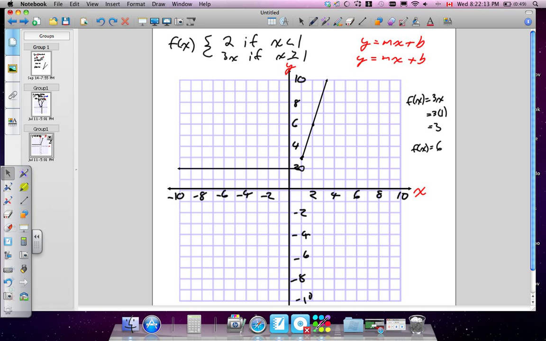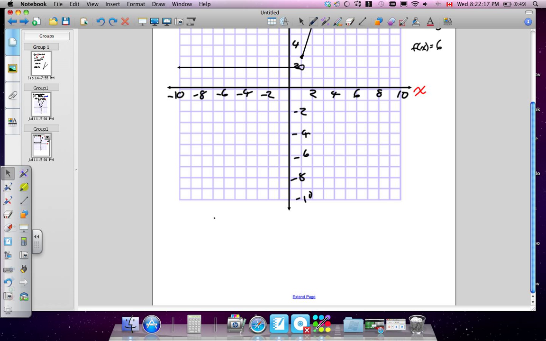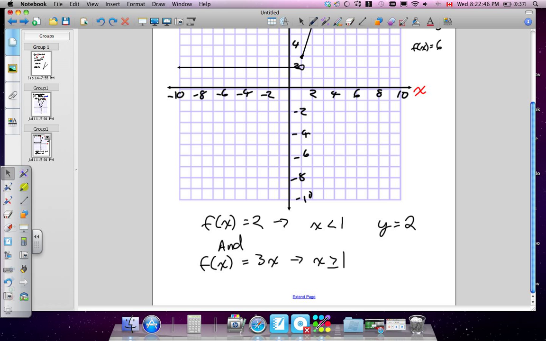Let's say f of x is equal to 2, and f of x is equal to 3x. The only thing is, this one only exists when x is less than 1, and this one only exists when x is greater than or equal to 1. So this is a function, f of x is equal to 2. And remember, we can replace f of x with y equals 2 or y equals 3x. That might be easier in your eyes to graph.